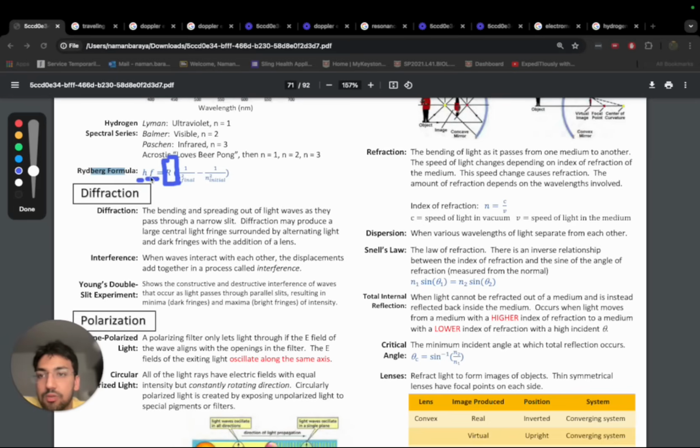And then we can figure out what is the frequency of light that's being emitted from the electron going from high shell to low shell.